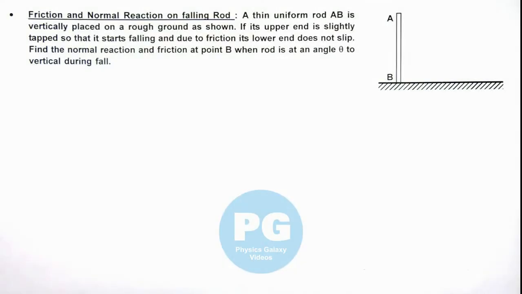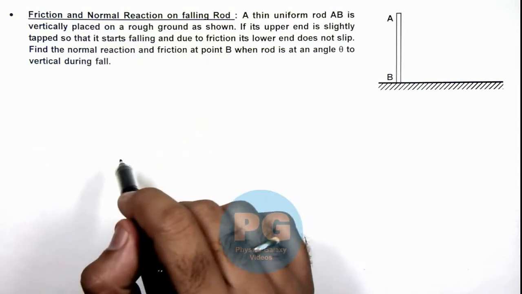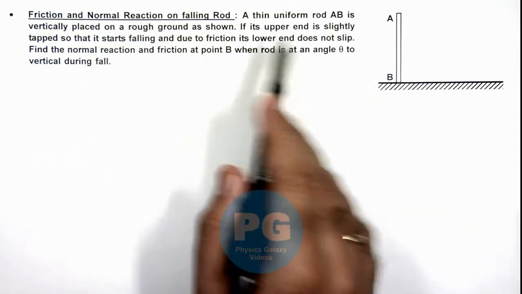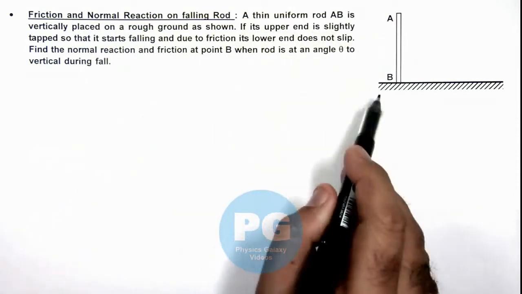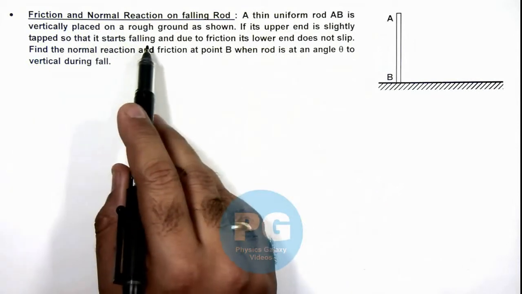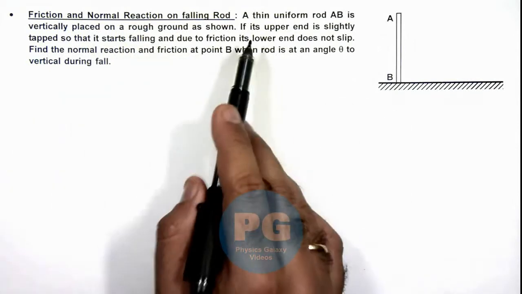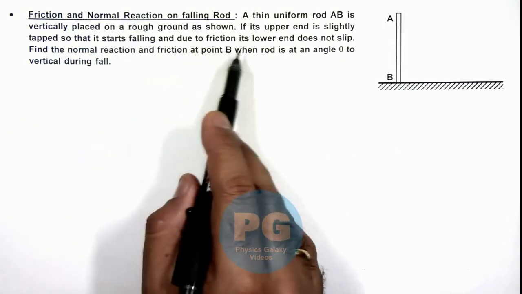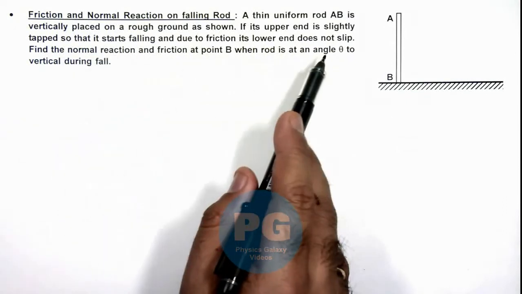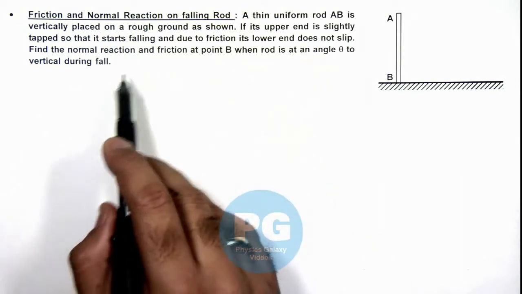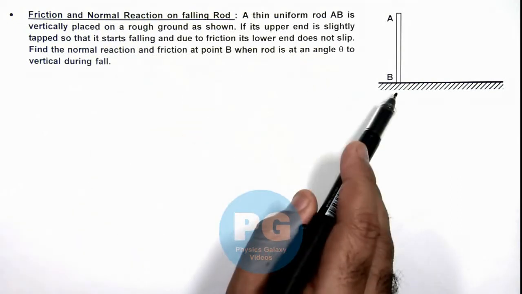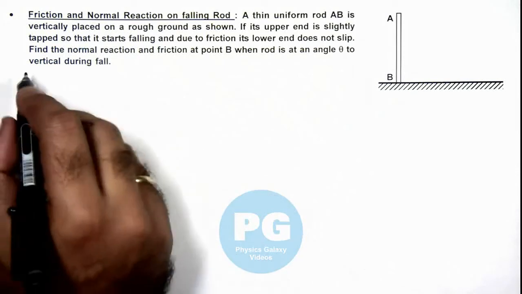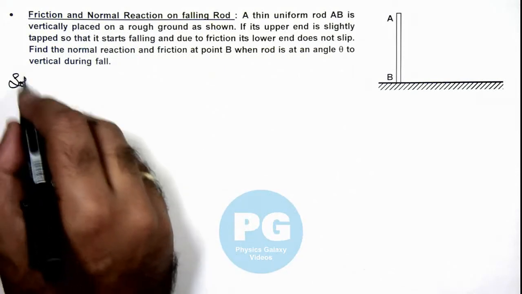In this illustration, we'll analyze the friction and normal reaction acting on a falling rod. If we are given that a thin uniform rod AB is vertically placed as shown on a rough ground, and if its upper end is slightly tapped so that it starts falling due to friction and its lower end does not slip, we are required to find the normal reaction and friction at point B when the rod is at an angle theta to vertical during its fall.